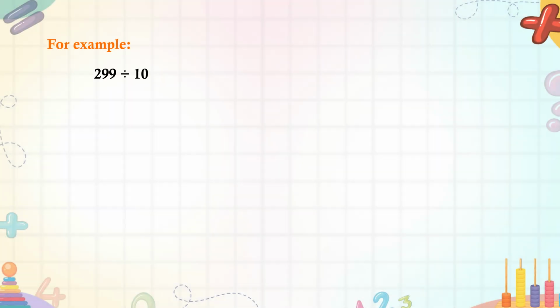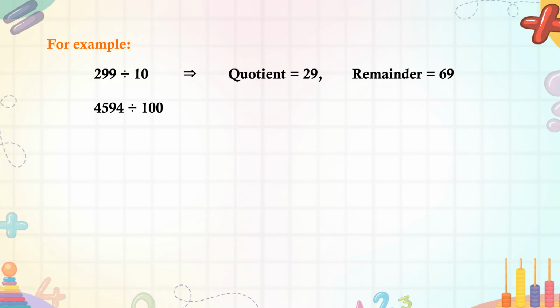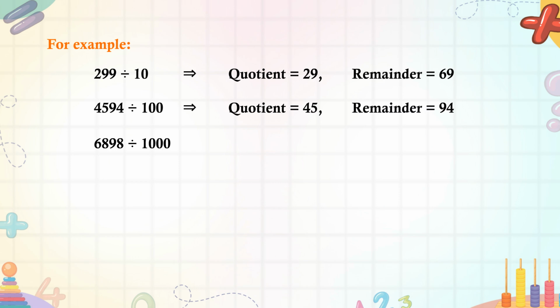For example, 299 divide 10, quotient is equal to 29, remainder is equal to 9. 4,594 divide 100, quotient is equal to 45, remainder is equal to 94. 6,898 divide 1000, quotient is equal to 6, remainder is equal to 898.